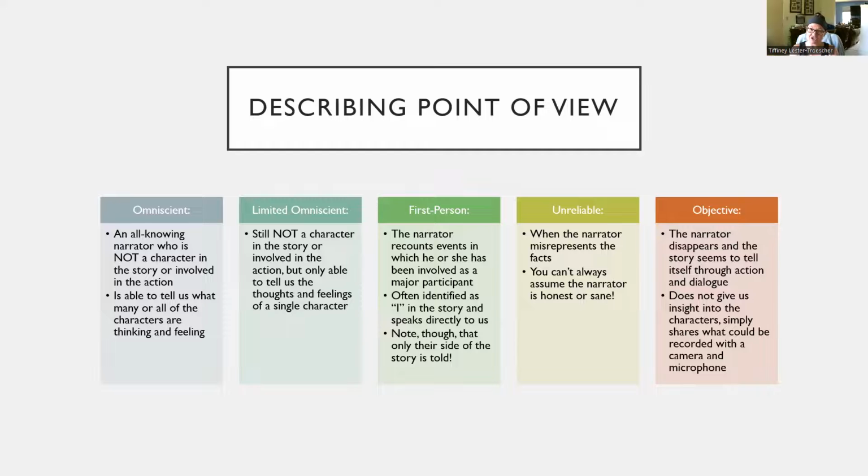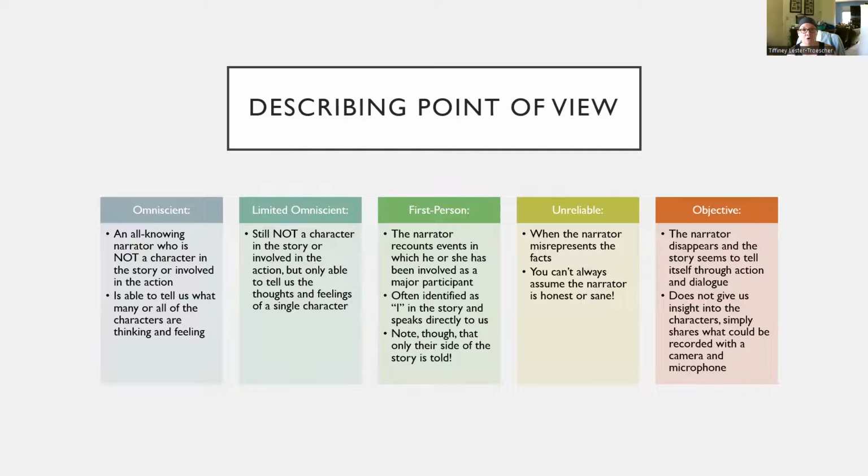We seem to attach very easily to a first-person narrator and just assume that everything they're telling us is actually what happened. Maybe that's not the case. They're a person, they're fallible, right? So it's interesting to think, what if this person isn't telling me the truth? Then we get to an unreliable narrator. It is when the narrator misrepresents the facts, or maybe they're crazy, right? You can't always assume that a first-person narrator is honest or sane.